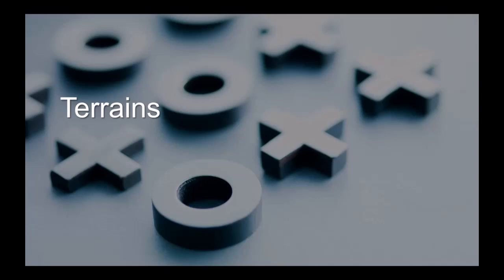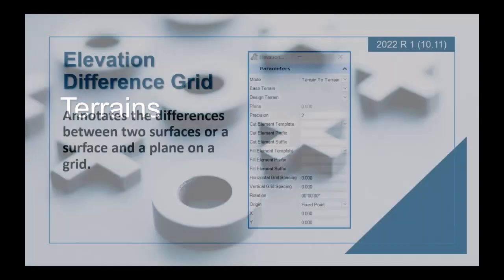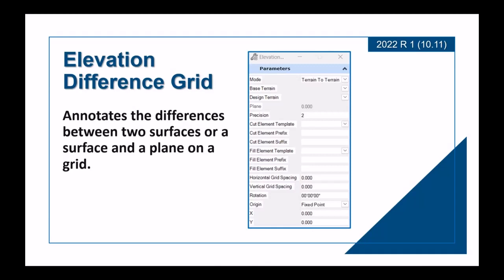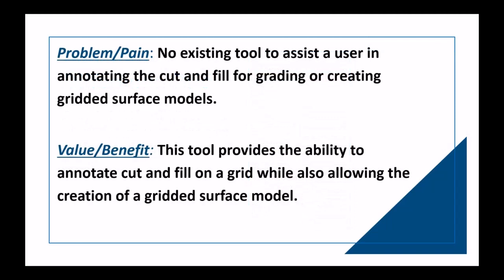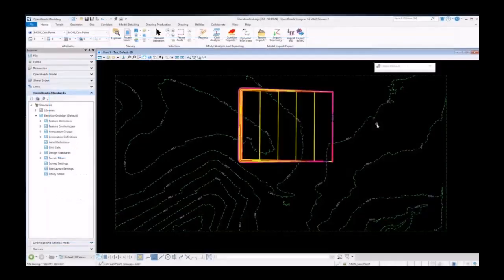Okay, let's turn to terrains and let's see some of the things that we've done here. In 2022 R1, we added a new tool called Elevation Difference Grid that will allow you to annotate the difference between two surfaces or between a surface and a plane. Again, we didn't really have a tool that would do this very easily or efficiently. And now you can do it very easily and efficiently through the use of this tool.